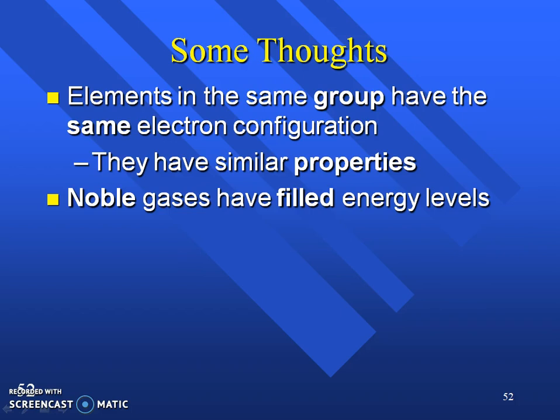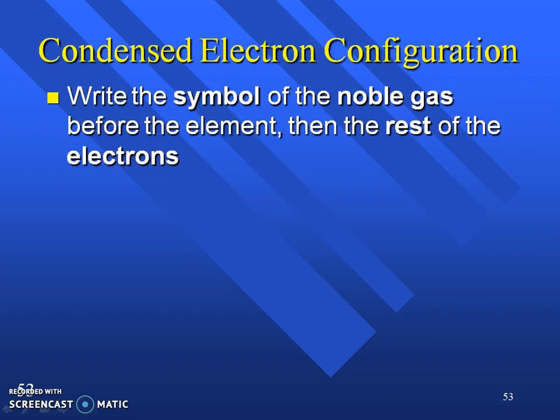So here are some thoughts. Elements in the same group are going to have the same configuration because they have similar properties. Think about those noble gases. They have that filled outside energy level. And of course, the condensed electron configuration: you just take that noble gas configuration and then the rest of the electrons. So you can replace part of the long configuration with that noble gas.